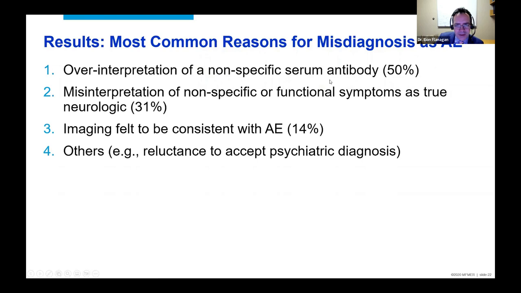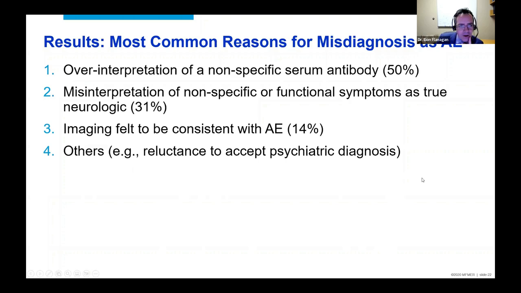Other times, people misinterpreted functional neurologic symptoms as true neurologic, or other times the imaging, the MRI, looked abnormal and people thought it was inflammation, but maybe it turned out to be a tumor, for example. Or other times there were psychiatric disorders that made it a challenge to make the diagnosis.